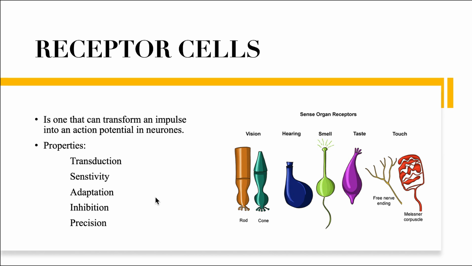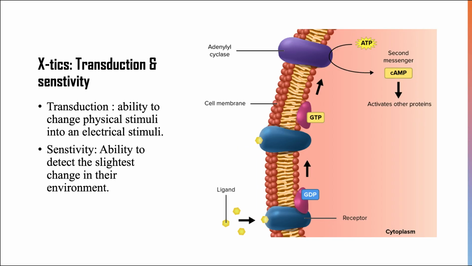The first one we are going to address is transduction. Transduction is the ability of a receptor cell to change physical stimuli into electrical stimuli. A picture I have here is of how a chemical signal is going to be converted into an instruction inside the cell, and this particularly is the second messenger pathway.